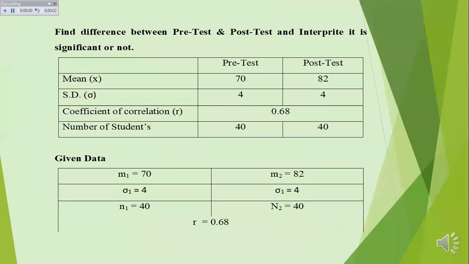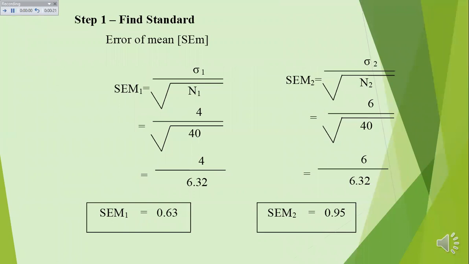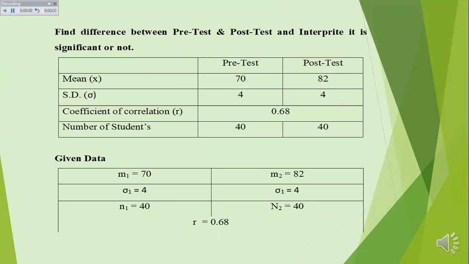Let us discuss one example. One example is here. Mean of pre-test is 70, mean of post-test is 82. Standard deviation of pre-test is 4, standard deviation of post-test, actually it is 6 here. Wait a minute. Standard deviation of post-test is 6. Here I just wrongly wrote 4, but standard deviation of post-test is 6. Then the coefficient of correlation they have given us is 0.68 and the number of students is 40.